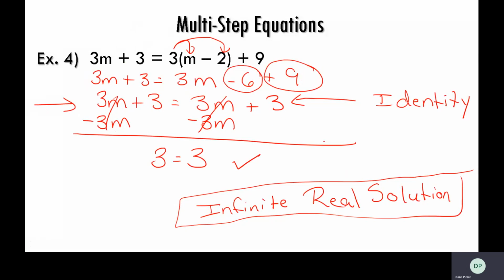This is why it's known as the identity. And every time this happens, the left is the exact same as the right. Your variables will cancel when you go to move it, and you will end up with a true statement giving you an infinite real solution. So if you can catch that your left equals your right, then you already know your answer is infinite.